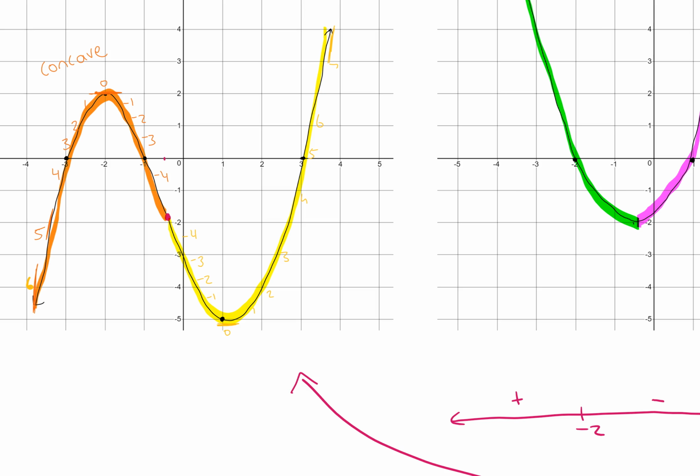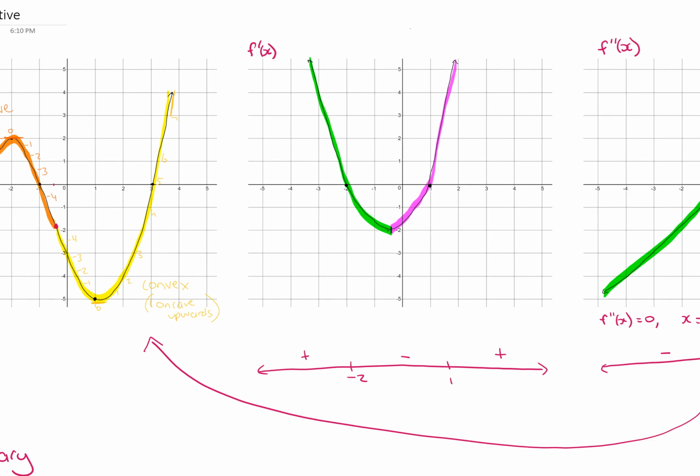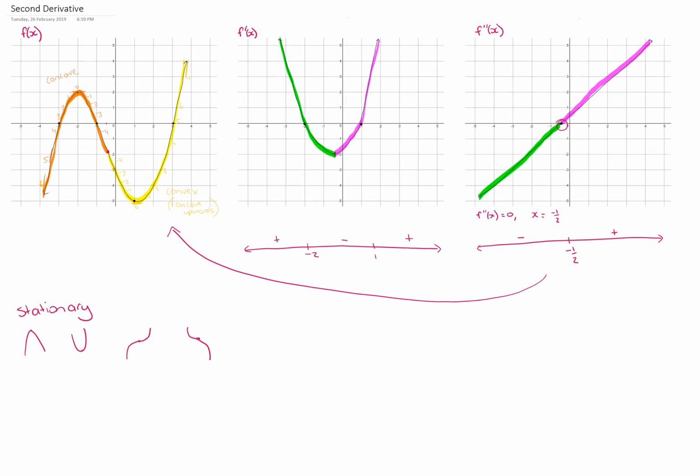And so this section is called convex, or concave upwards, as they call it in the textbook. And our second derivative helps us see that, because on the left-hand side of -½ whenever the second derivative, f double dash x, equals a negative, so substituting in a number for x and you get a negative answer, that means that section of the graph is always going to be concave.